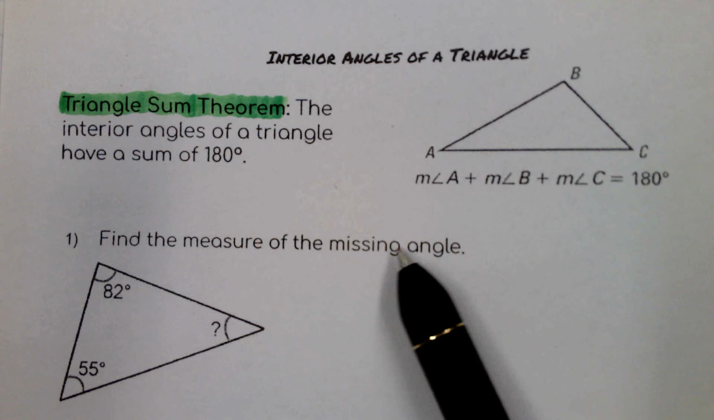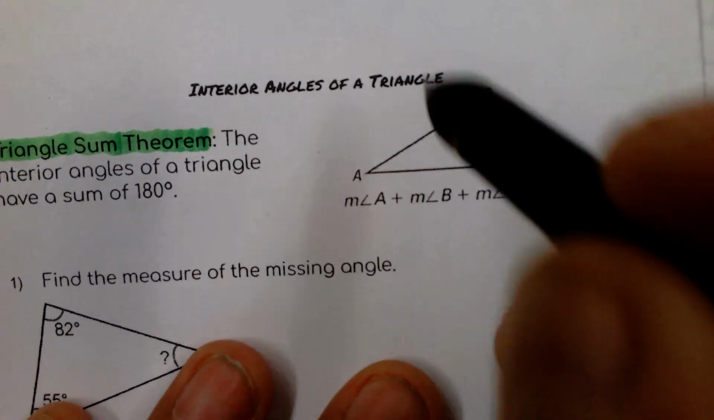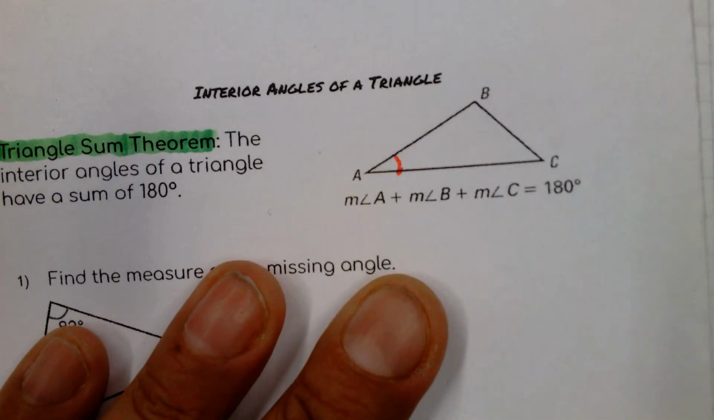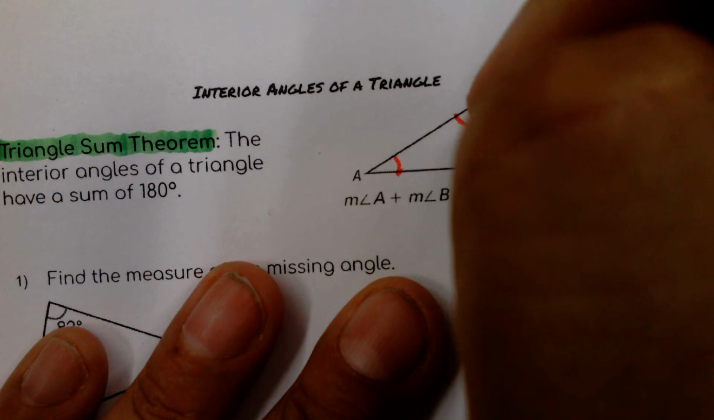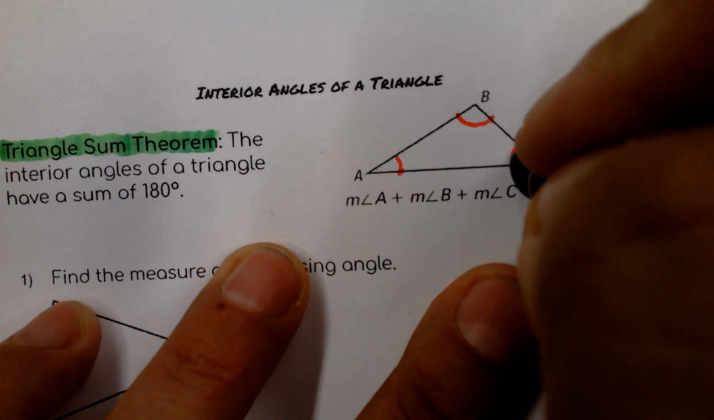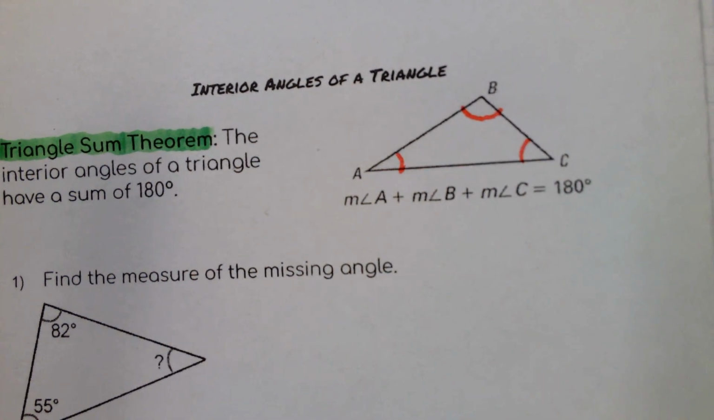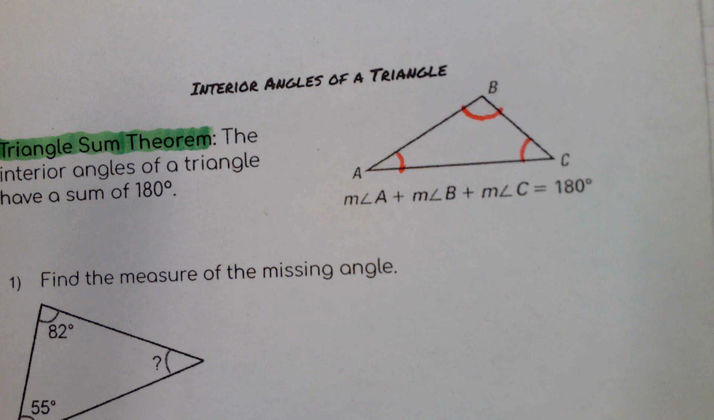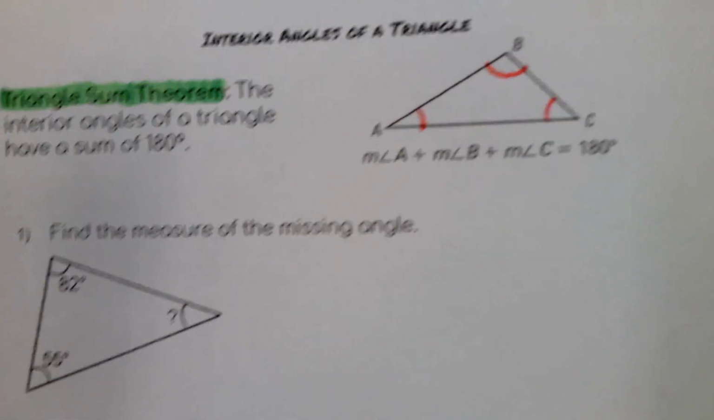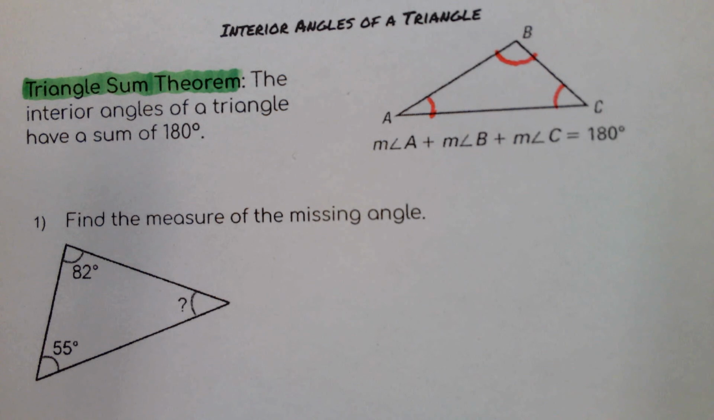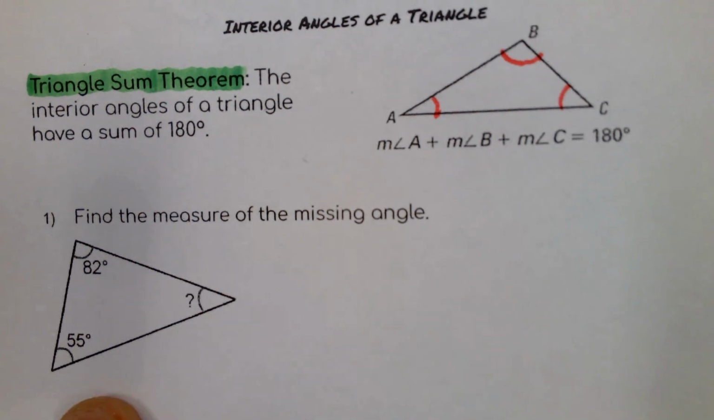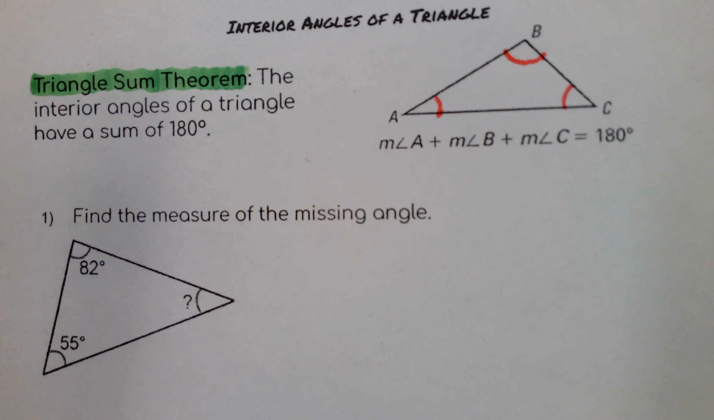So this is an example. If we add up the measurement of angle A plus the measurement of angle B plus the measurement of angle C, it's going to be 180 degrees. We're going to use it today, and then we're going to have a variation of it tomorrow when we talk about exterior angles. But just remember, they all add up to 180 degrees. So we're going to find the measure of missing angles.